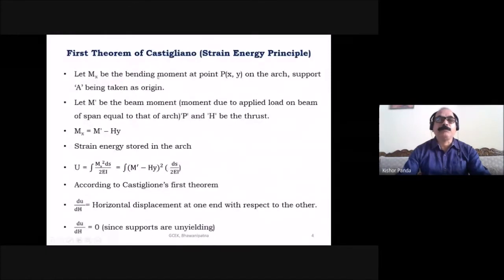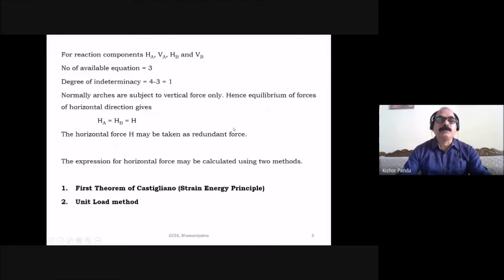Let Mx be the bending moment at point P(x, y) on the arch, the support A being taken as origin. Mx is the bending moment at the point P. Let M' be the beam moment due to applied load on a beam of span equal to that of the arch, and H be the thrust. So M' is the beam moment.